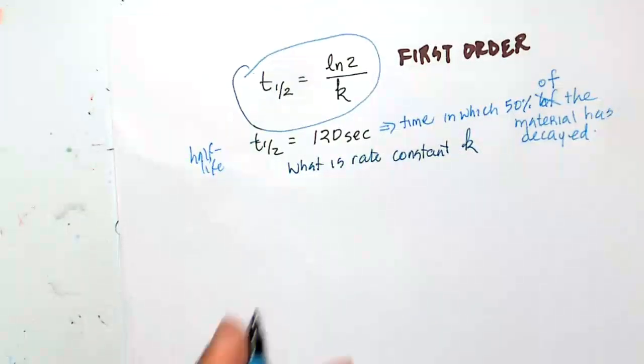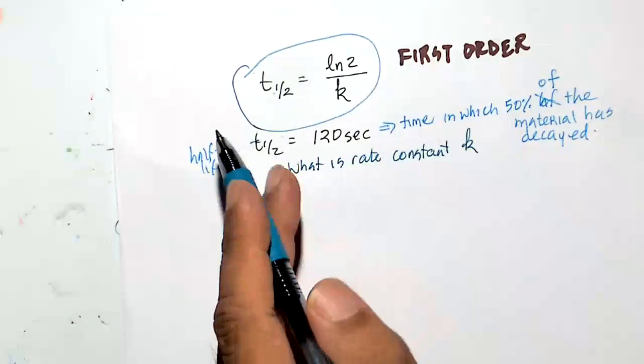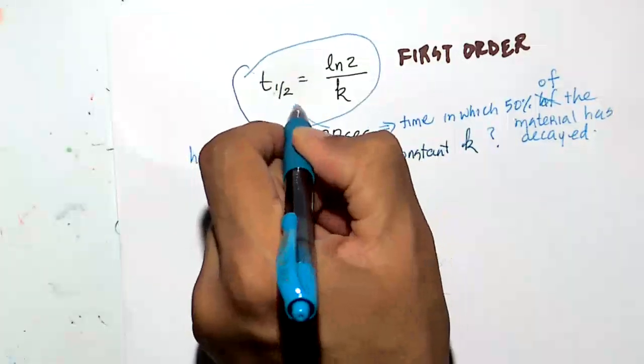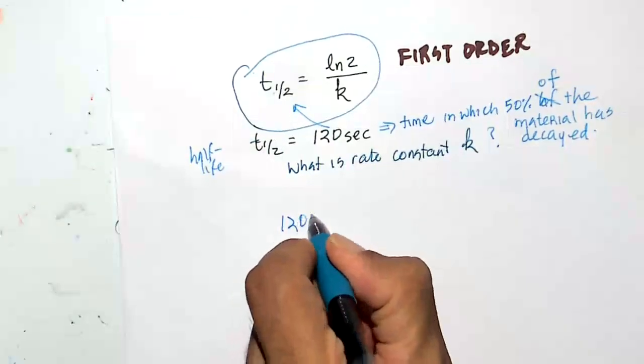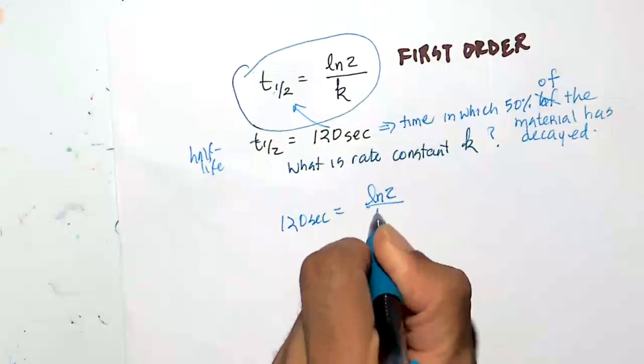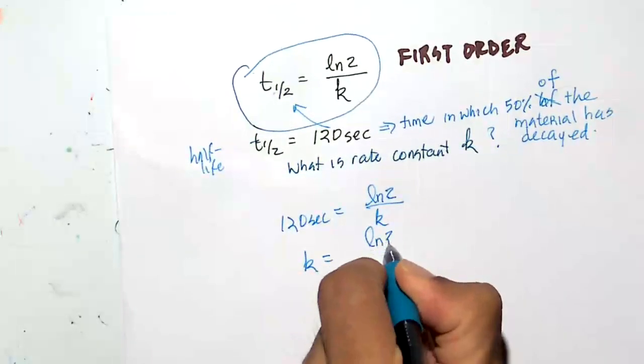So for first order, this is the equation. For zero order, it's another equation. For second order, it's a totally different equation, so you don't have to memorize that. And this is just plug and play once again. So we'll put in our half-life here: 120 seconds equals natural log of 2 over k. So we'll just solve for k.